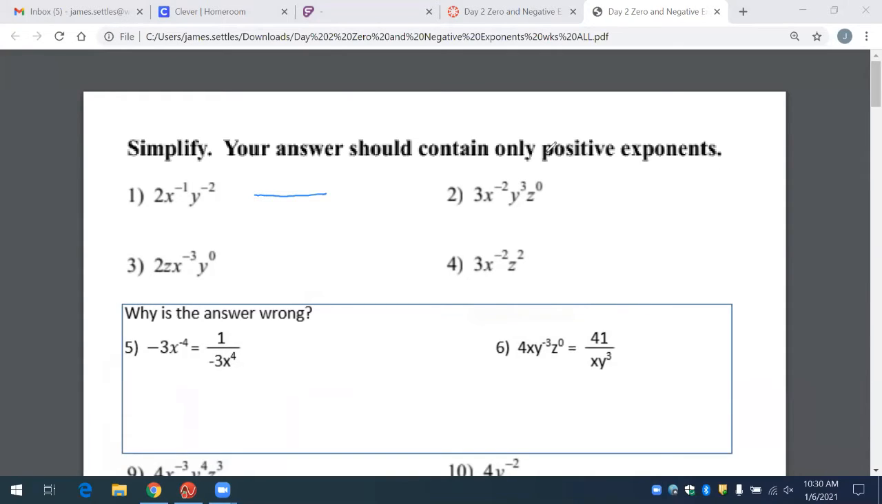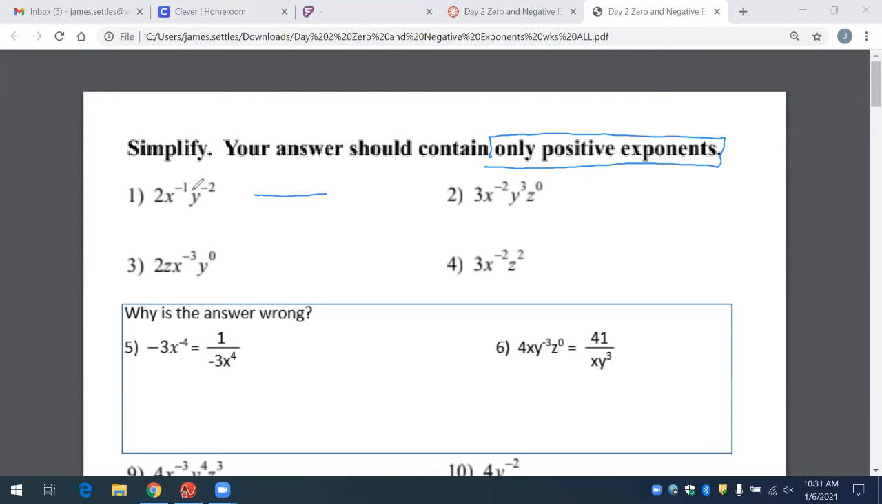Now I want you to see right here, it says that the answer can contain only positive exponents. Now remember, exponents are the little number. We don't care about the big number. We're talking about the little number. Answers can only contain positive exponents. So see these little numbers right here? They can't be negative. So that's what we got to deal with today, these negative exponents. And we have a rule that says that you can make this positive.